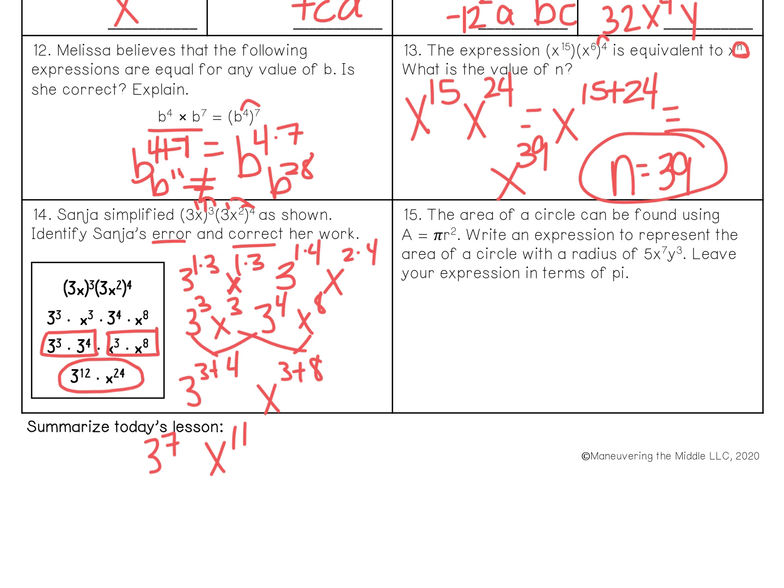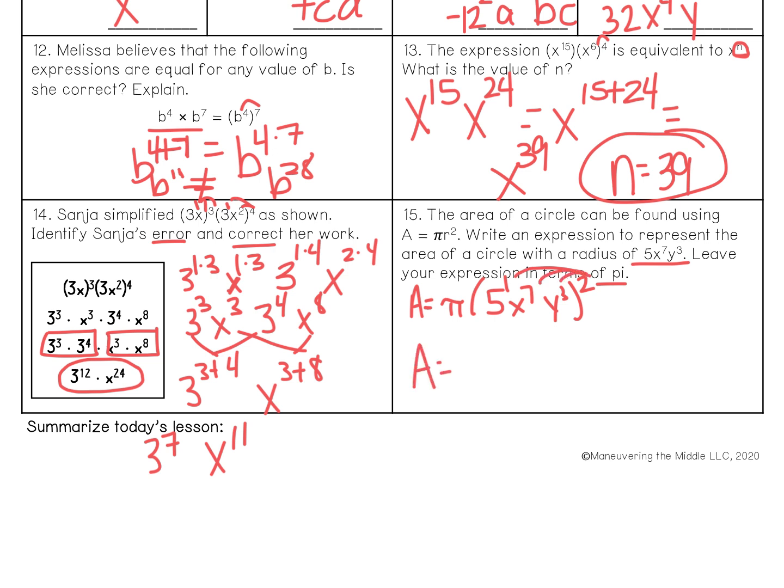Area of a circle found using A equals pi r squared. Write an expression that represents the area of the circle with a radius. All right, so here's my r, and leave it in terms of pi. So we're going to leave it in terms of pi. That means we don't have to do the multiplying by pi. Now it says r squared. So in my parentheses, I have 5x to the 7, y to the 3rd squared. So I'm going to put my 1, and we're going to distribute.